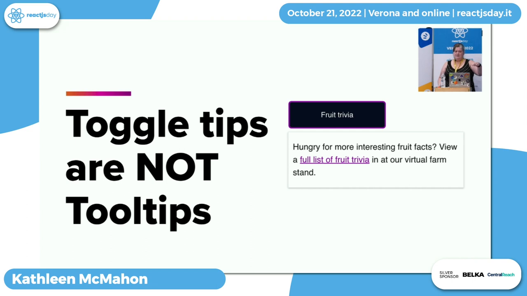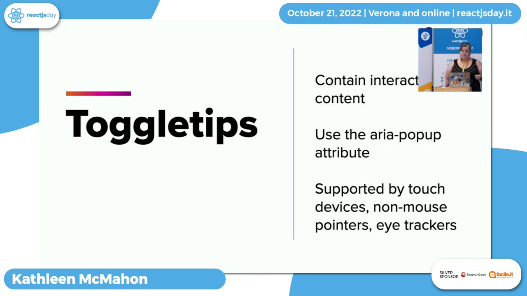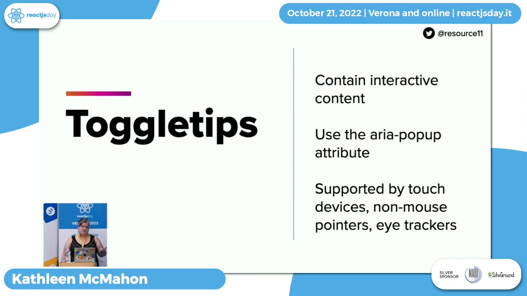Tooltips do not have interactive content inside. They only revolve around hovering and sometimes focusing with a keyboard. Also, they do not have the aria pop-up attribute. They are not supported by touch devices. They are not supported by mouse pointers. They're not supported by eye trackers. But toggle tips have all this support. So this is why we're going to do a toggle tip.